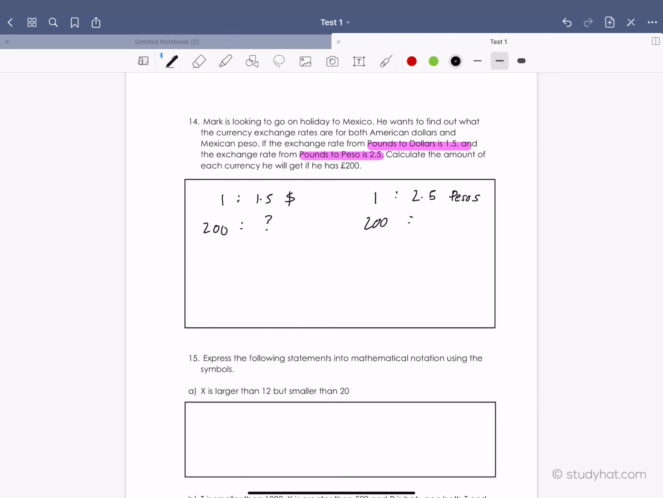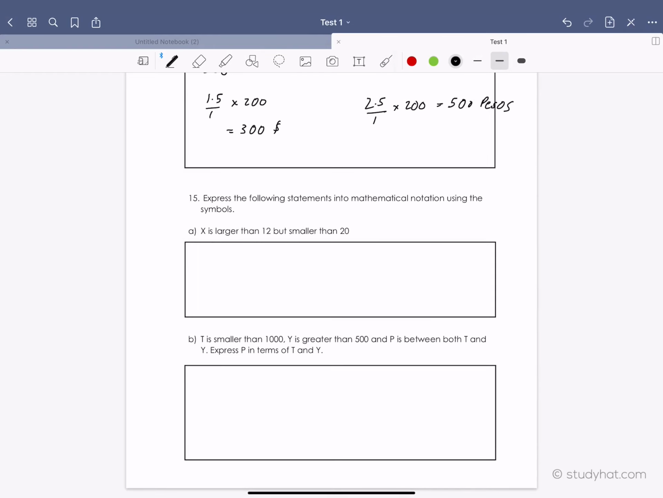So what we do here is the rule of 3. Now the rule of 3. So it was divide across here and then multiply. So we do 1.5 divided by 1 times 200, which is $300. And here again, divide and multiply. 2.5 divided by 1 times 200 equals 500 pesos.